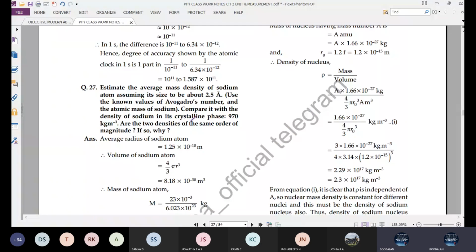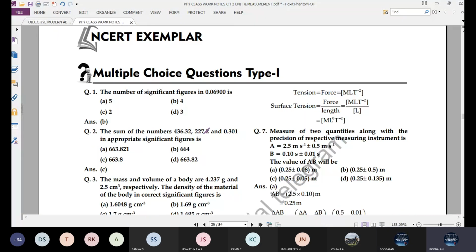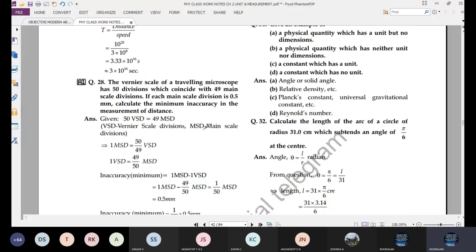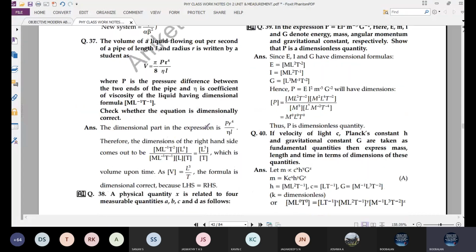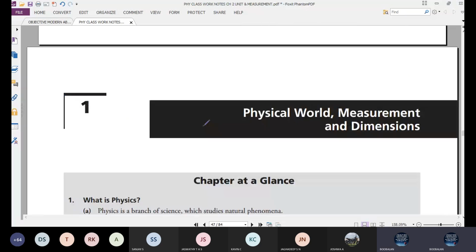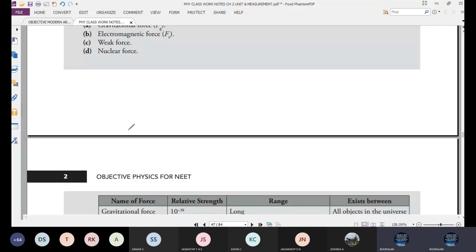Multiple choice questions. And this is one more notes, the objective physics for NEET.